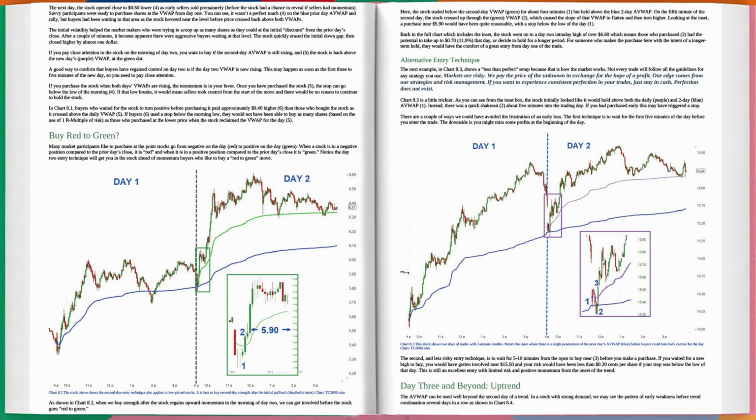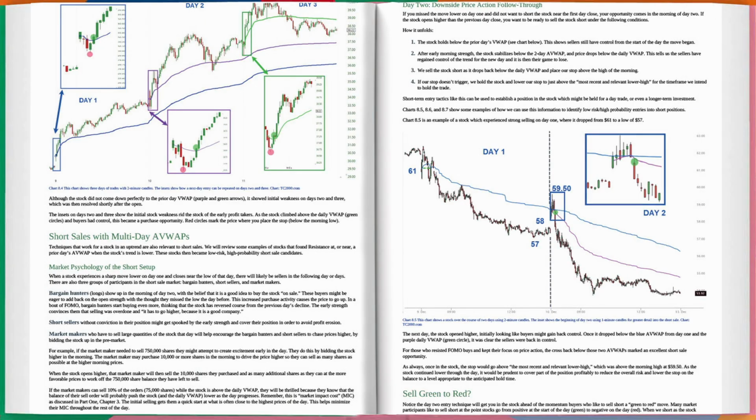Day 3 and beyond, uptrend. The AVWAP can be used well beyond the second day of a trend. In a stock with strong demand, we may see the pattern of early weakness before trend continuation several days in a row, as shown in chart 8.4.